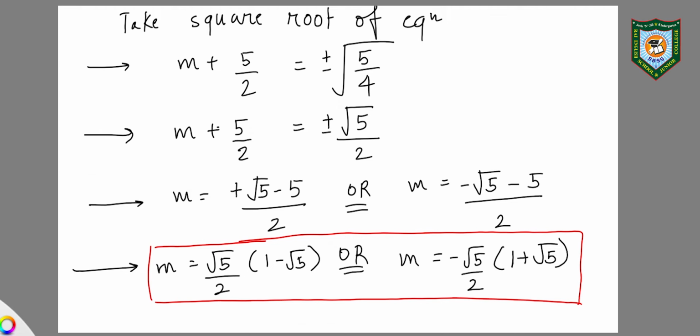I hope all of you understood how to use the completing the square method in order to solve quadratic equations. Now, before ending the section, we are going to look at the steps in order to understand how to solve using the completing the square method.